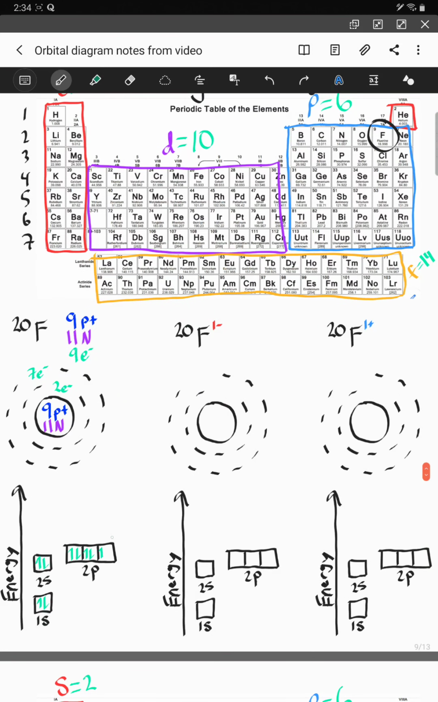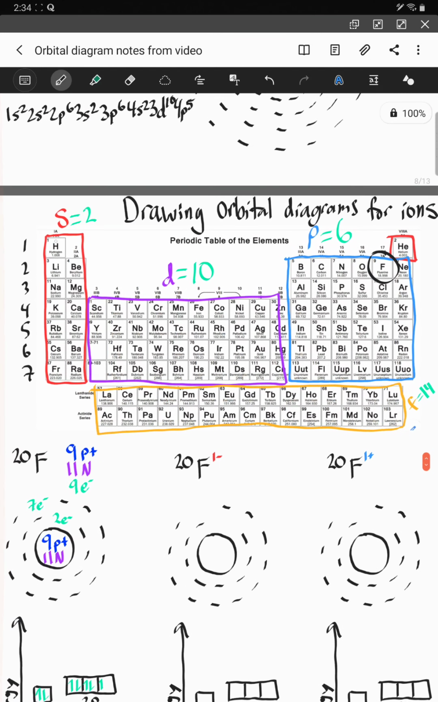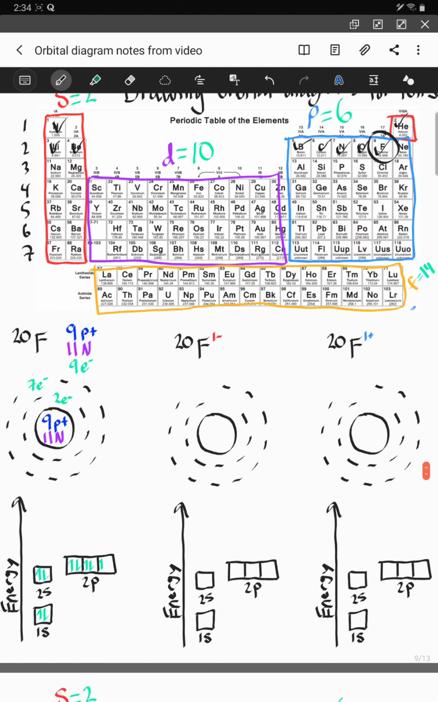So that is why I have 7 arrows drawn on my orbital diagram, because the arrows represent electrons. I filled in my orbitals: my 1s got filled in, and then my 2s got filled in, and then I filled in 2p until I got to fluorine. So 1s filled in, 2s filled in, and the 2p was filled in up until we got to fluorine, and that's why it's not completely full.